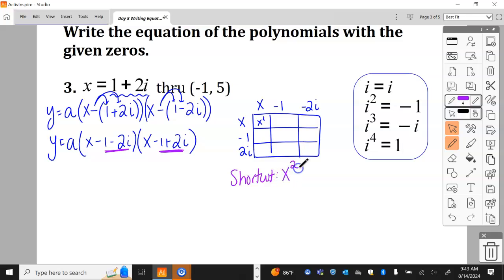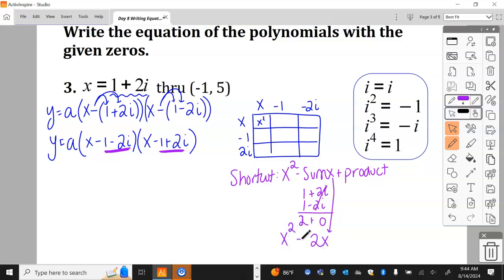It's going to be x squared minus the sum of the conjugates with an x, and then plus the product of the conjugates. So for our example, here are our conjugates, right? 1 minus 2i and 1 plus 2i. So for the sum, 1 plus 2i, 1 minus 2i. Well, positive 2i and -2i, that goes to 0. So 2 plus 0, that gives me 2. And then don't forget about the x with it. You've got the x squared in front.